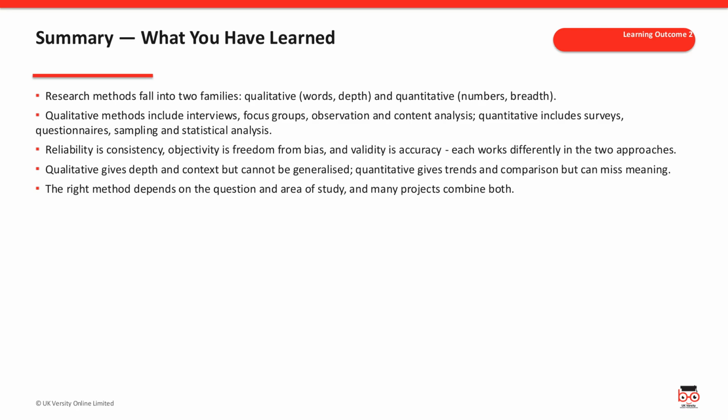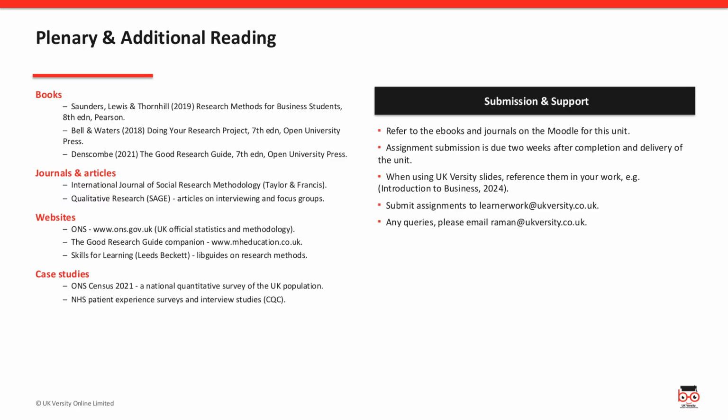Let's pull the outcome together. Research methods fall into two families: qualitative for words and depth, quantitative for numbers and breadth, each with its own toolkit of interviews, focus groups, surveys, and the rest. Three ideas judge their quality: reliability as consistency, objectivity as freedom from bias, and validity as accuracy, and each works a little differently in the two approaches. The bottom line is that the right method depends on your question and your field, and many of the best projects combine both. And that wraps up our look at research techniques.